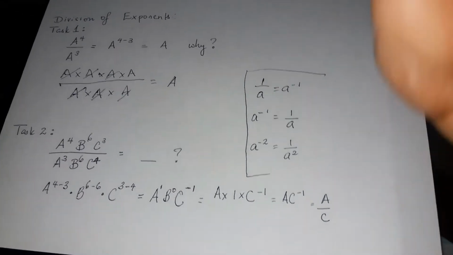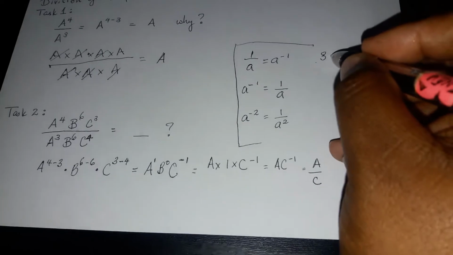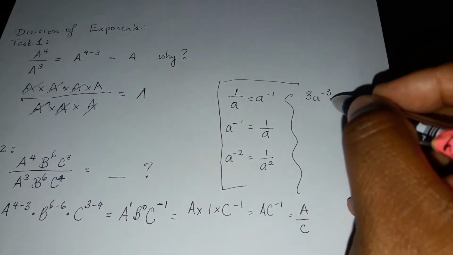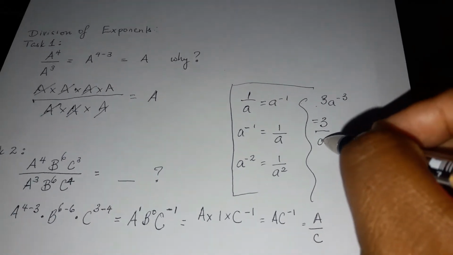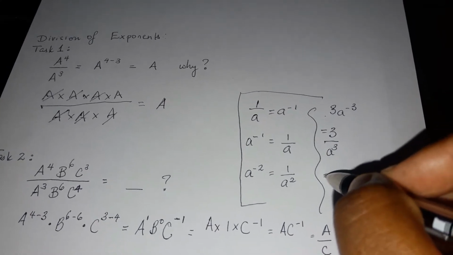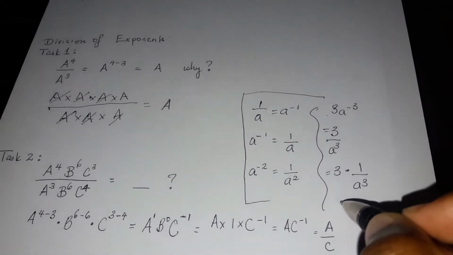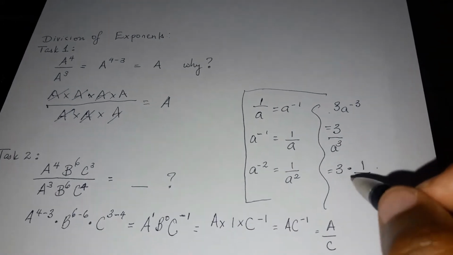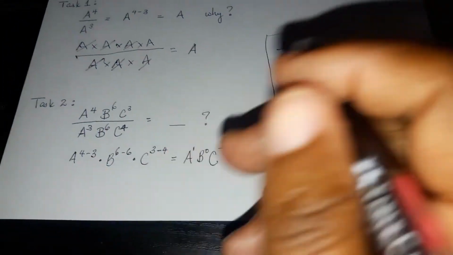Okay? So if I have 3A to the minus 3, then that means 3 over A cubed, because this is actually saying 3 times 1 over A cubed. Got it? Okay? So this will take time to catch on, but you'll get through. I'll show you eventually as you move along.